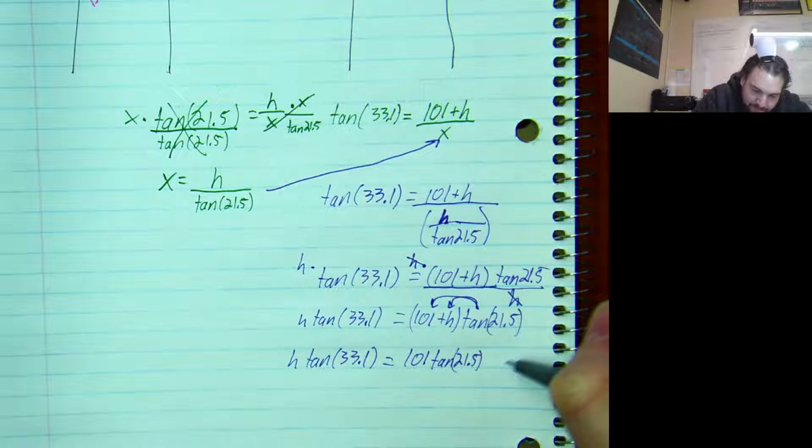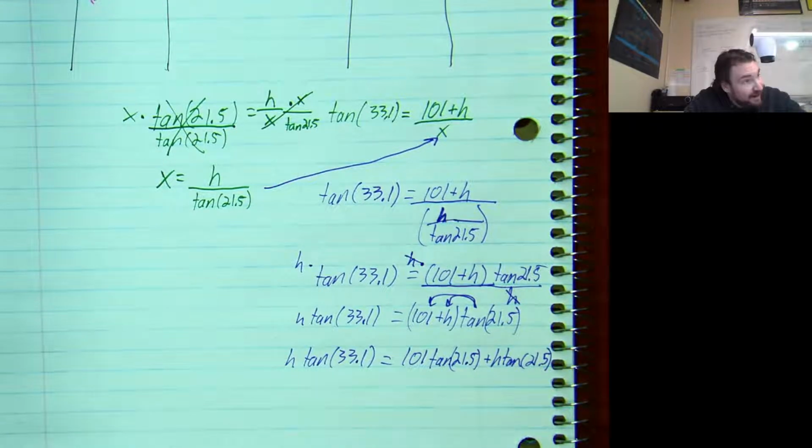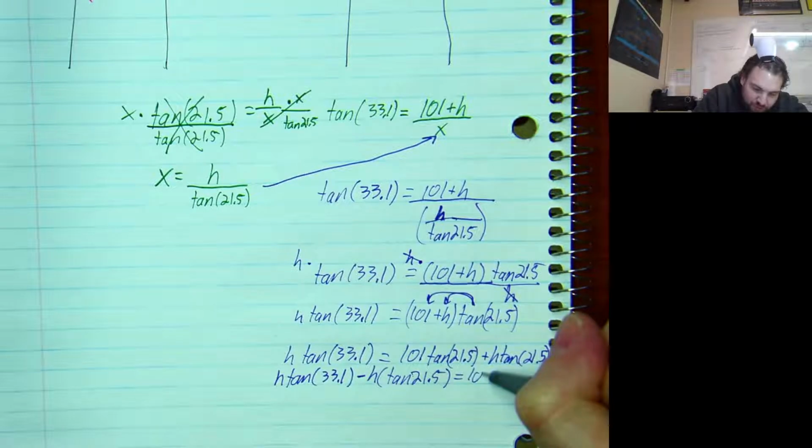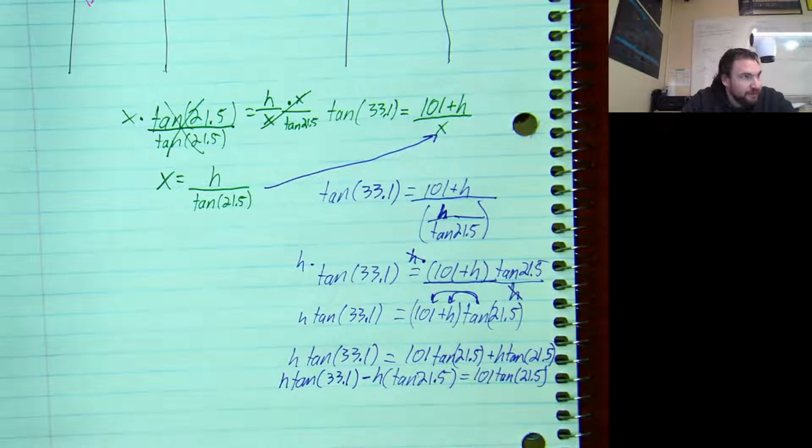Now what? Naya, we do what you wanted to do before. We're going to subtract, except now it's not just h, it's h tan 21.5. We're going to move this whole thing over. We're going to subtract it from both sides, so it's going to be h tan 33.1 minus h tan 21.5 equals 101 tan 21.5. Believe it or not, this is actually an improvement. Now what?